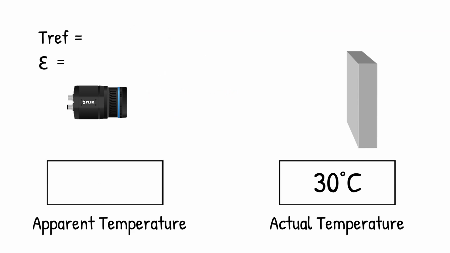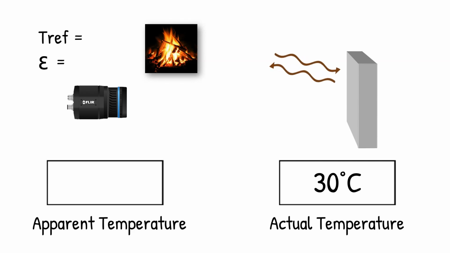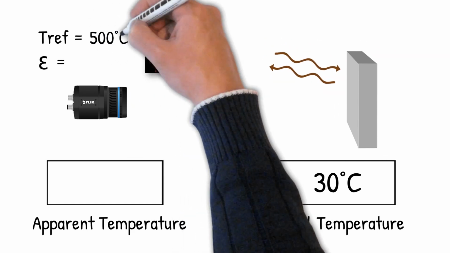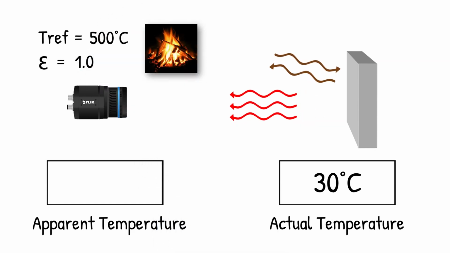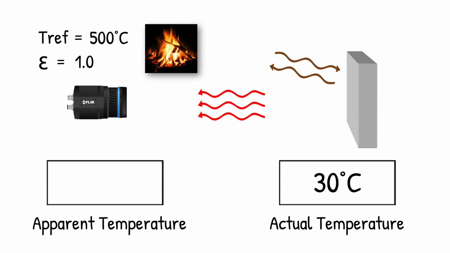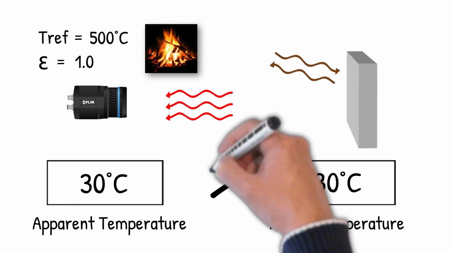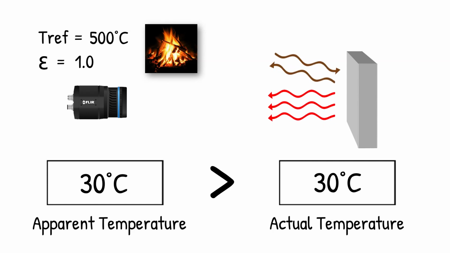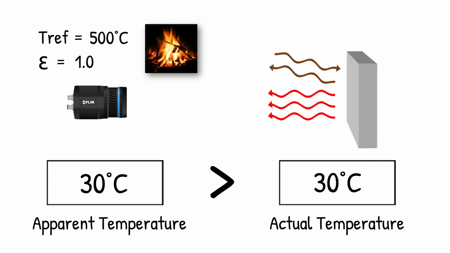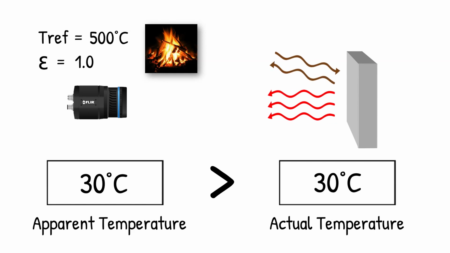If the reflected energy source is a large fire with a temperature of 500 degrees C, and the camera emissivity setting is set to 1, the infrared camera will report an apparent temperature higher than the actual target temperature. The 500-degree reflected radiation will add to the 30-degree emitted radiation from the target.